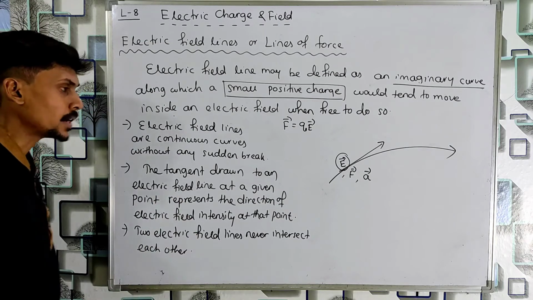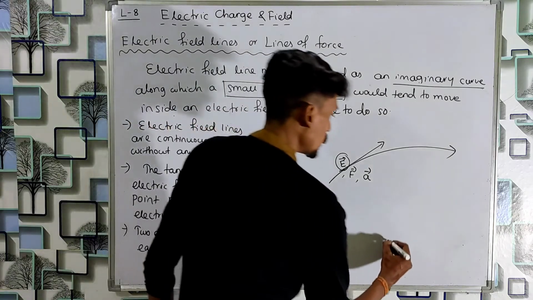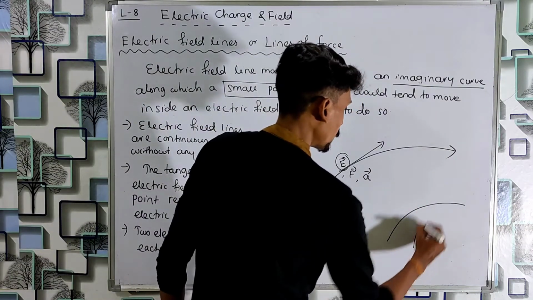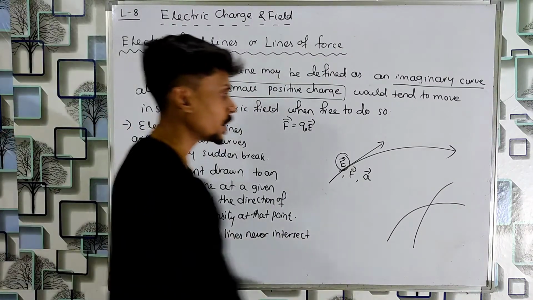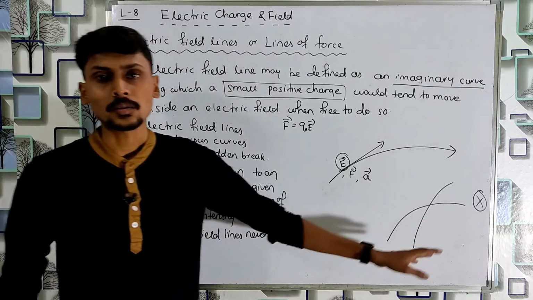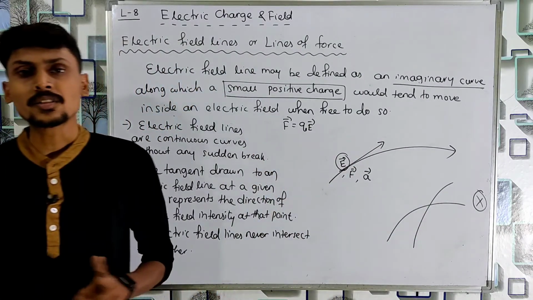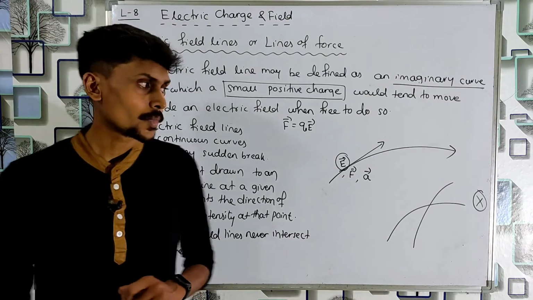Two electric field lines never intersect each other. Suppose this is one field line, this is the other field line, they can never intersect each other. This type of diagram is wrong. Two electric field lines can never intersect each other. What is the reason behind it?